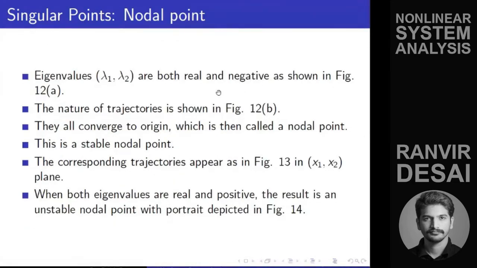The first thing you have to write down now: these are types of singular points. Types of singular points. You write down one, nodal point. Here both eigenvalues are real and negative, not complex. If they are negative, they are lying on the sigma axis in the S plane. If they are lying on the sigma axis, then we can say that they are real and negative.